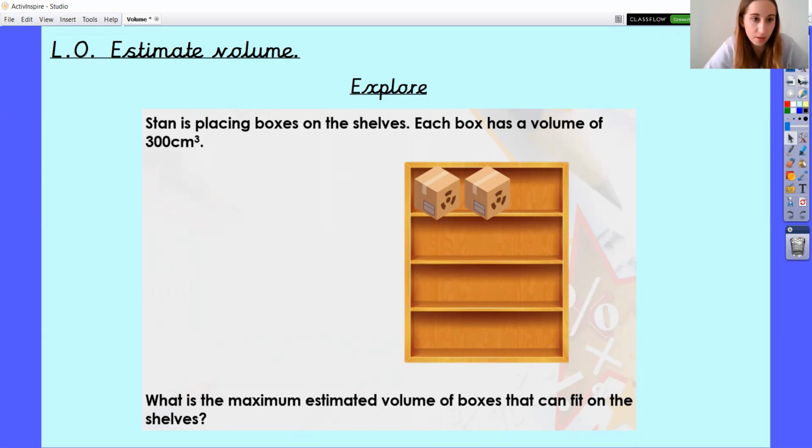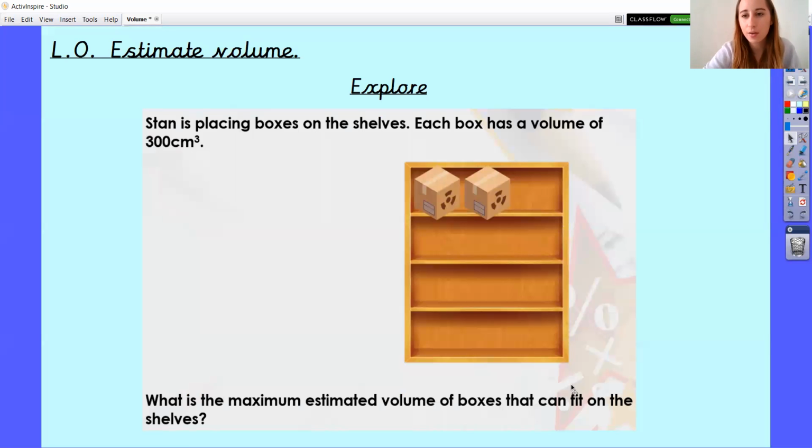So Stan, I don't know who Stan is, but Stan's putting boxes on a shelf. Now, looking at the picture, I'm not sure Stan's doing a brilliant job of putting those boxes on the shelf. They look like they might fall off. But we do know that each box has a volume of 300 centimetres cubed, so each box. What is the maximum estimated volume of boxes that can fit on the shelf?